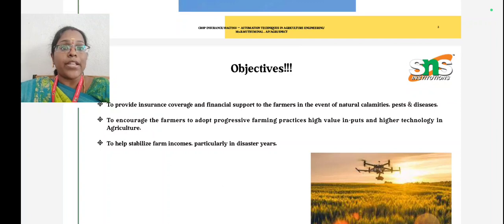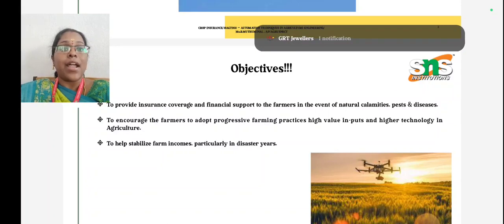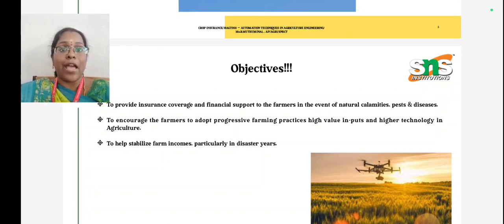In order to provide insurance coverage and financial support, we have to have crop insurance protective plans. That is how it will help us in the events of natural calamities, either pests or diseases that cause failure of the agriculture and reduce the crop yield, by providing them the insurance coverage and the financial support they have lost from the natural calamities or the failures that have happened in the crop yield.